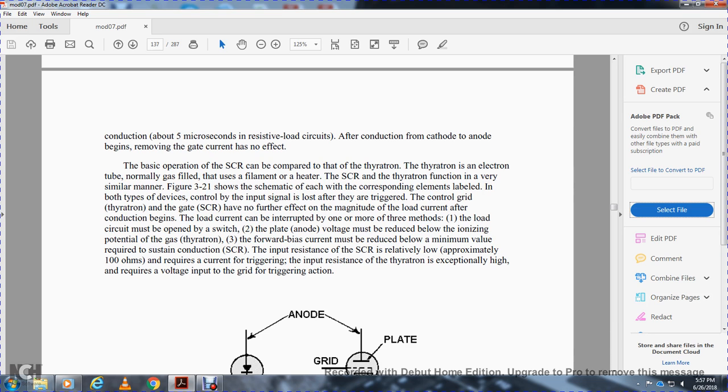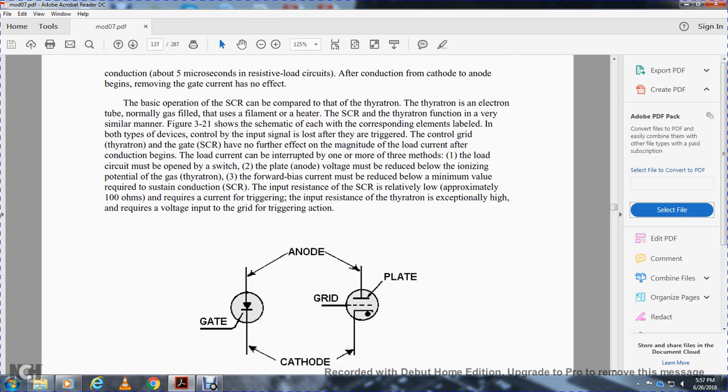First, the load circuit can be opened by a switch. Second, the plate or anode voltage must be reduced below the ionizing potential for the gas in the thyratron. Third, the forward biasing current must be reduced below the minimum value required to sustain conduction in the silicon-controlled rectifier. The input resistance of the silicon-controlled rectifier is low, approximately 100 ohms, and requires current for triggering, while the input resistance of the thyratron is especially high, requiring voltage at the grid for the triggering action.